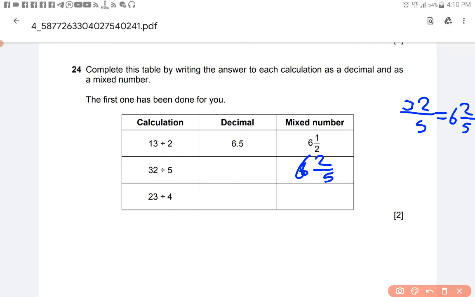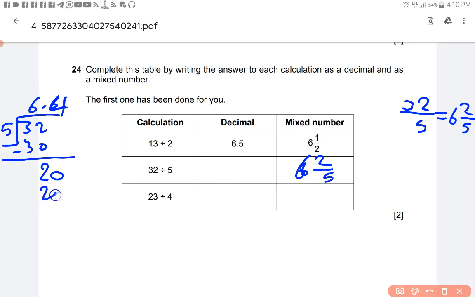Or you can make it as a decimal, 32 divided by 5. 32 divided by 5 equals 6, 6 times 5 equals 30, then subtract, here 2, then put 0 here and a decimal point here. 20 divided by 5 equals 4, 4 times 5 equals 20, subtract 0, so it will be 6.4.